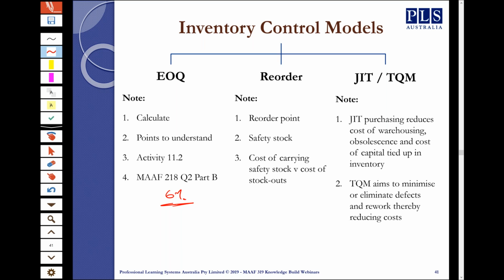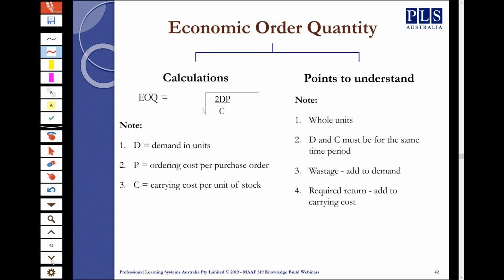And then in terms of your just-in-time and TQM, again, just-in-time is where your purchasing reduces the cost of warehousing, obsolescence and cost of capital tied up in inventory. TQM, total quality management out of unit 3, aims to minimise or eliminate defects and rework thereby reducing costs. Of these 3, however, I want to start with EOQ. Basically, it's formula based. You take the square root of 2DP over C, D being your demand in units, P being your ordering cost per purchase order, C being your carrying cost. So this is where I was making the point.